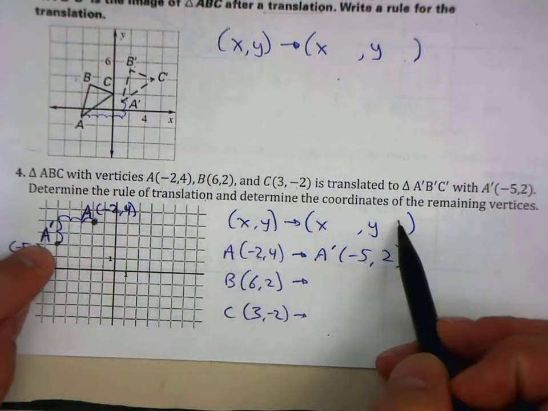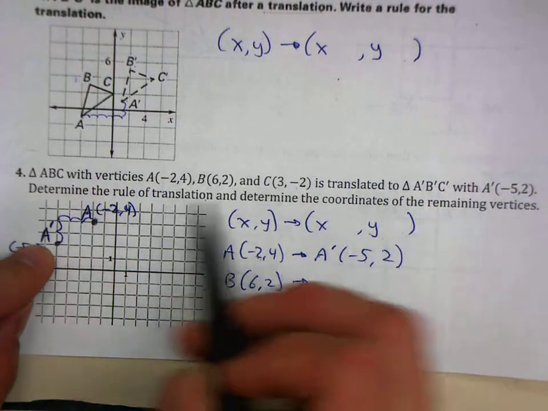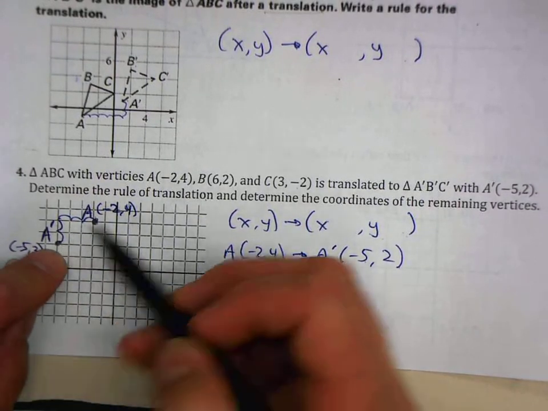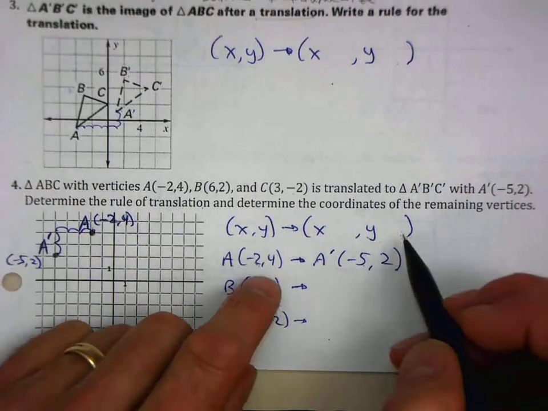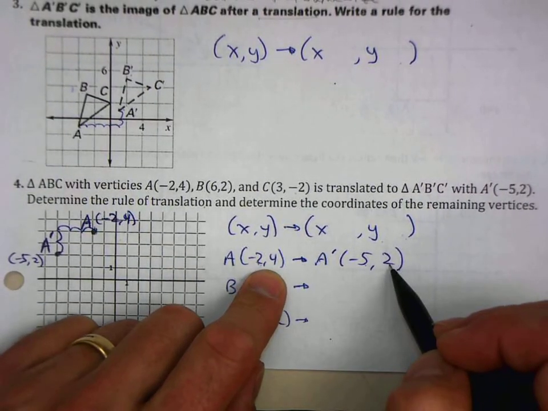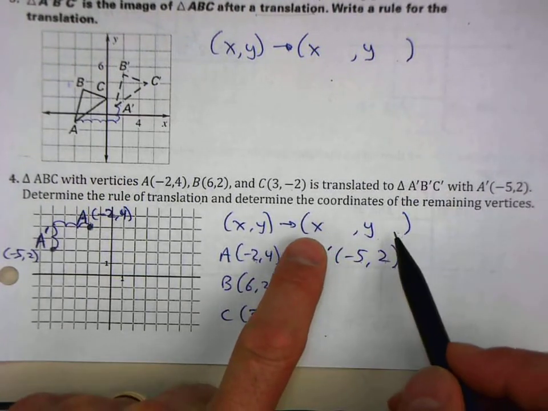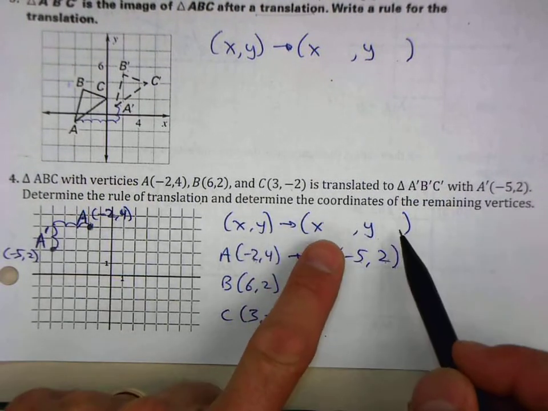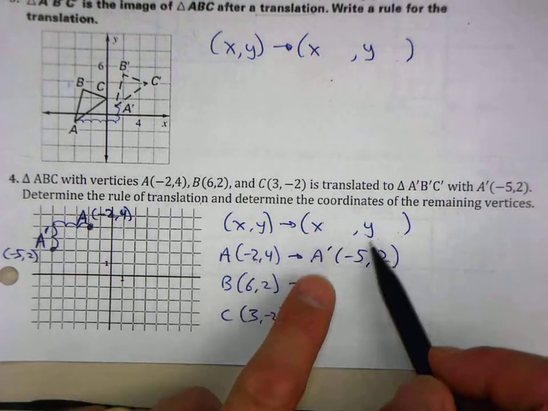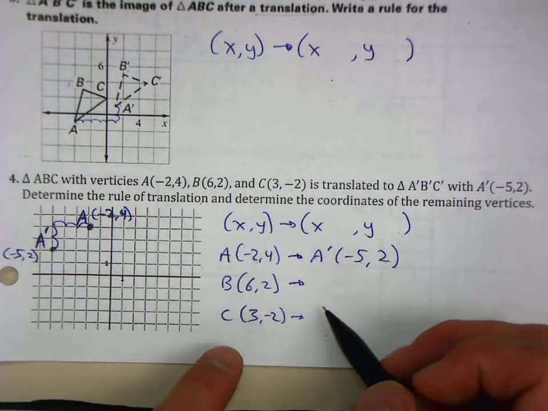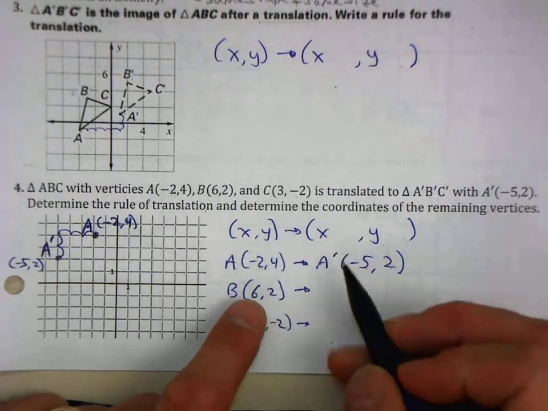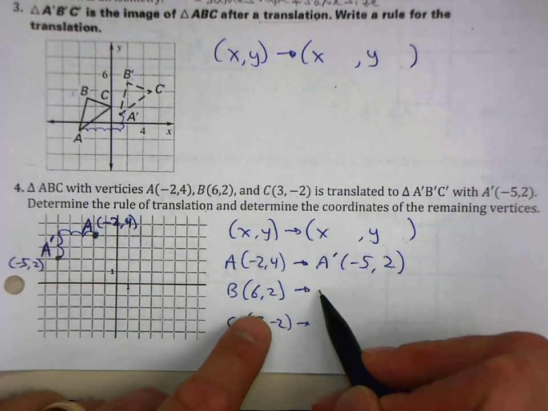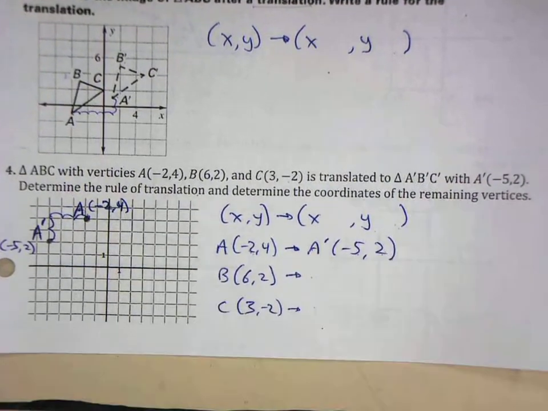So the number that you get from doing it graphically is the same number that you should get when you do it mathematically. Once you get that rule of transformation, use it to figure out what B prime is and what C prime is. So that's your job.